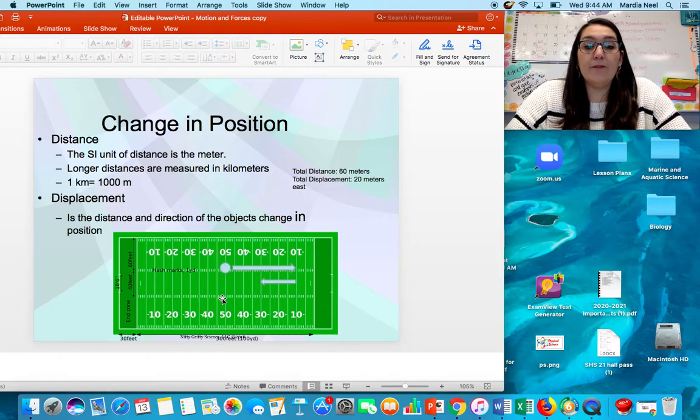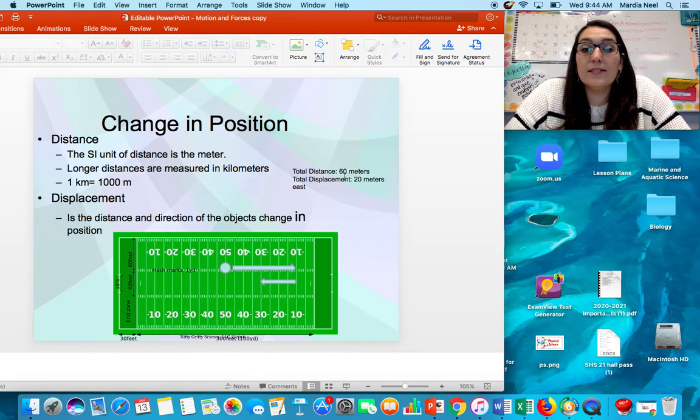So we're going to say that a football player is on the 50-yard line, and he is going to not drop back in the pocket. We're pretending. So he's just going to throw the ball from the 50-yard line, and the ball goes all the way down to the 10-yard line. At the 10-yard line, it's intercepted by the other team, and the other team runs it back for 20 yards before they're tackled.